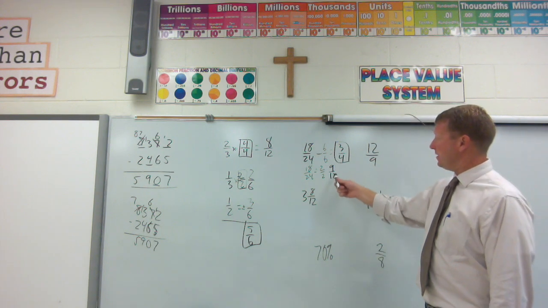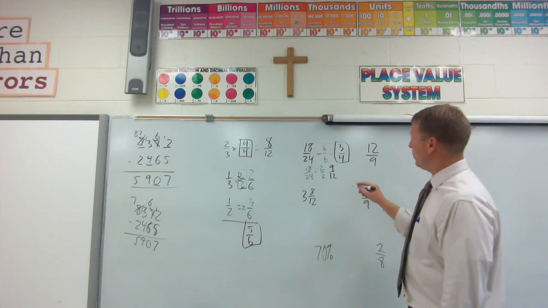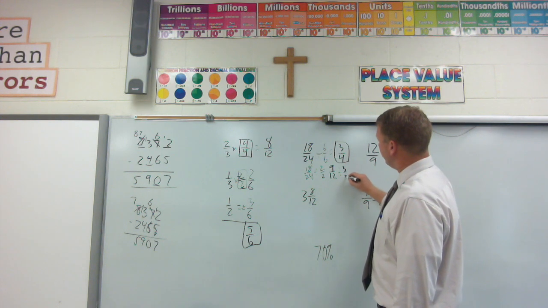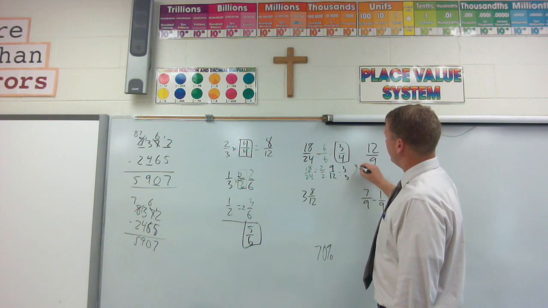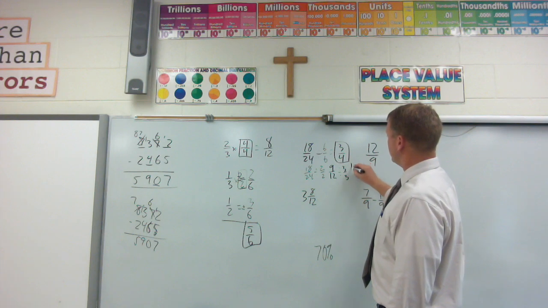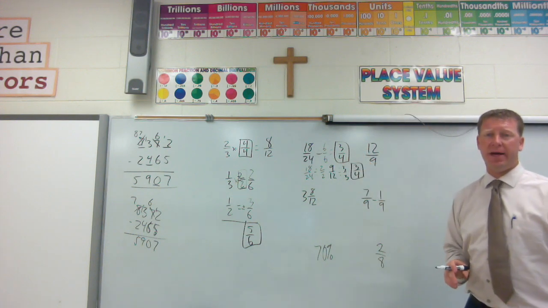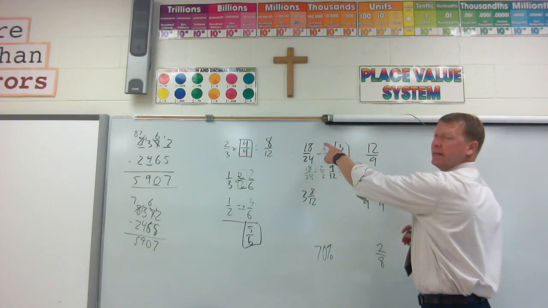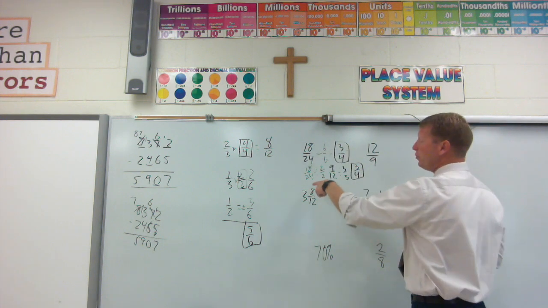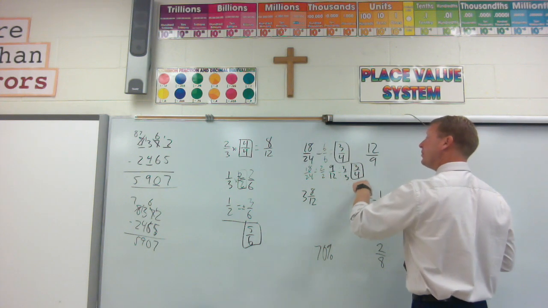Then I said, hey, is this the lowest terms? No, 3 goes into both of those. So then I took my answer and divided again by 3. 9 divided by 3 is 3. 12 divided by 3 is 4. Notice we got to the same answer. If you saw the 6, you did it in one step. If you didn't see the 6, you did it in 2 steps.